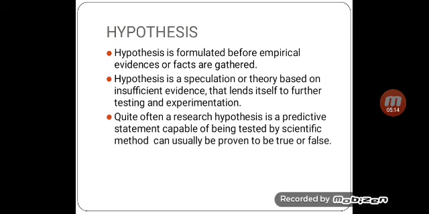Quite often a research hypothesis is a predictive statement, capable of being tested by scientific method, that can usually be proven to be true or false. Quite often the researcher says it is a predictive statement. It is not an actual statement given by the researcher, but a predictive one. Before doing the actual research, the researcher will predict something. If there is no prediction, we cannot do any research. The researcher will predict, then go for further research. At last, he will be able to prove whether the hypothesis is true or false.